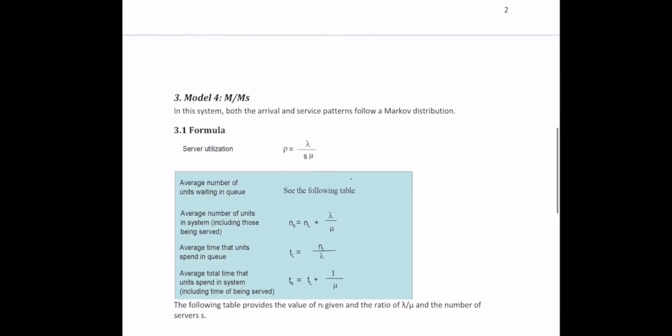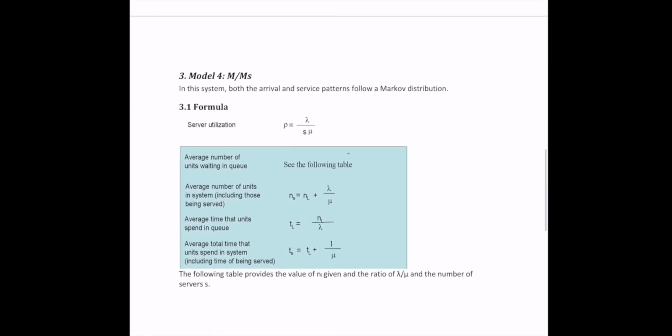We have the last model, the MMS model. So what is MMS again? Markov arrival, Markov distribution, but S can be any number. In our case, in this topic particularly, we consider S equals 2, 3, 4, like this.